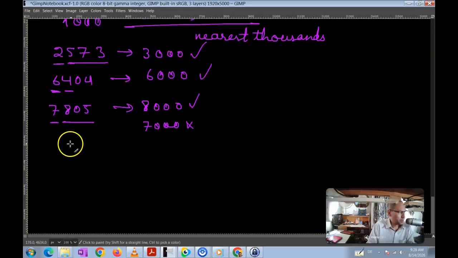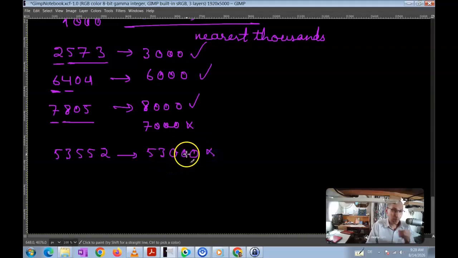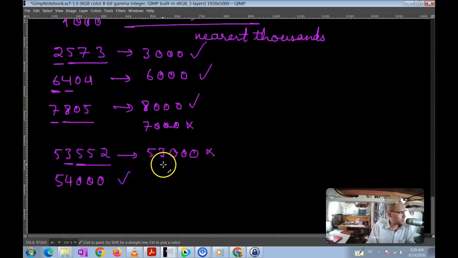53,552 is written as a 53,000, which is not right, because the 1,000 place value in this number is the 3,000, and then next to the 3,000 you have a 5, which means that you have to round up. Rounding up means that the 3 is incremented to become a 4, and then all of these digits are written as zeros, and then the 5 is written over here as it is. So that's a 54,000, which means that the answer is actually wrong.